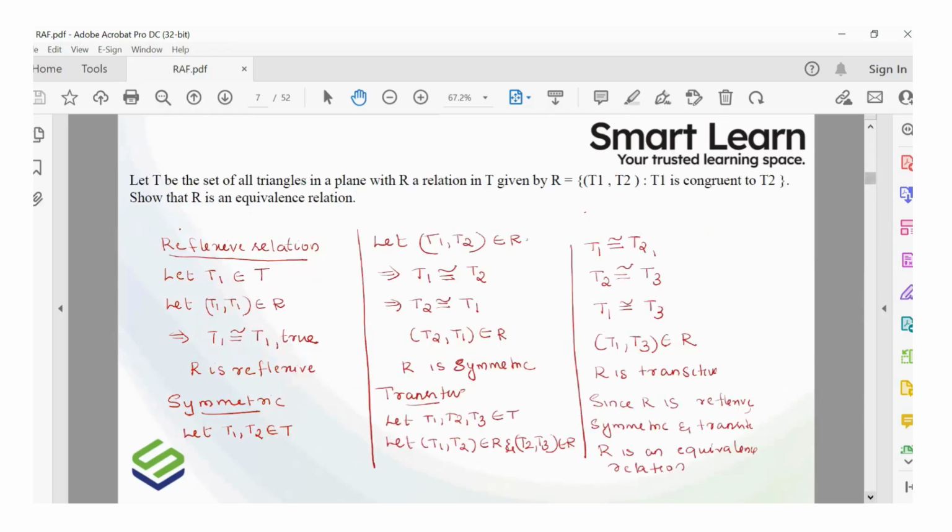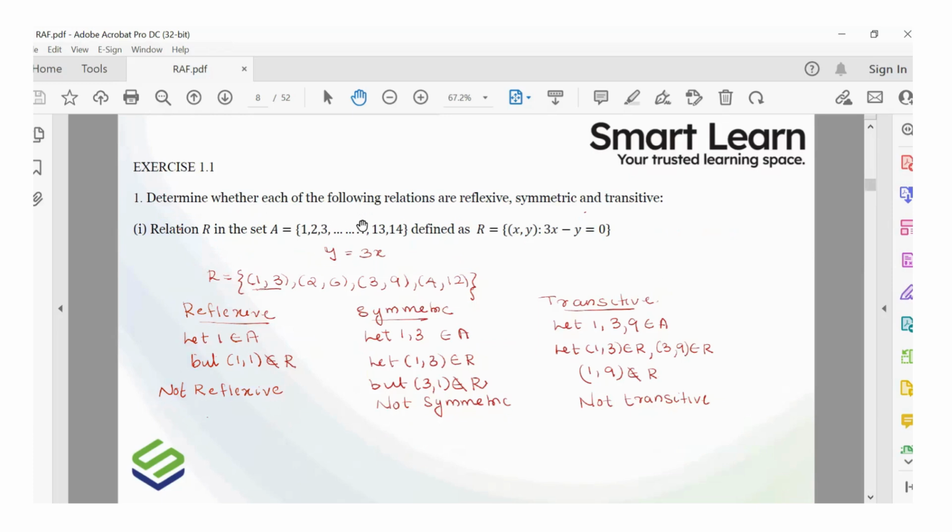Now, here determine whether each of the following relations is reflexive, symmetric, and transitive. Here I will do a relation. Relation R in the set A = {1, 2, 3, 13, 14}. R is {(x, y) such that 3x minus y equals 0}. So R you will get like this: (1, 3), (2, 6), (3, 9), (4, 12).